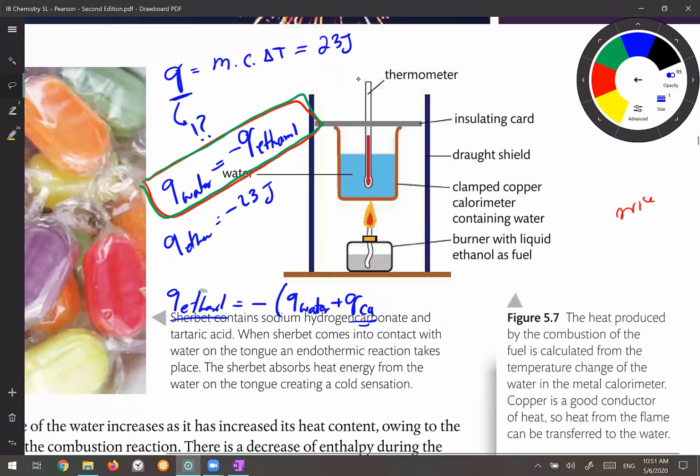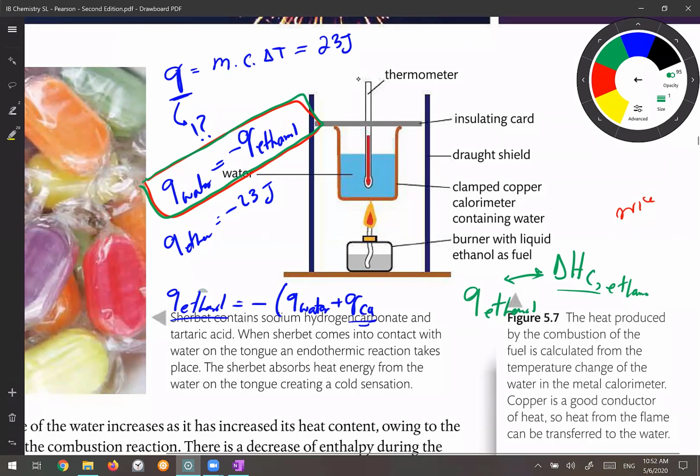Okay, but I have not written here that I have measured delta H combustion for ethanol. I just wrote that I have Q of ethanol. What is the difference between these two? The heat which is released by ethanol and the enthalpy change of combustion of ethanol. What is the difference between them?